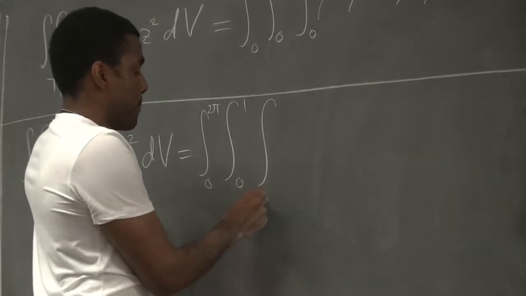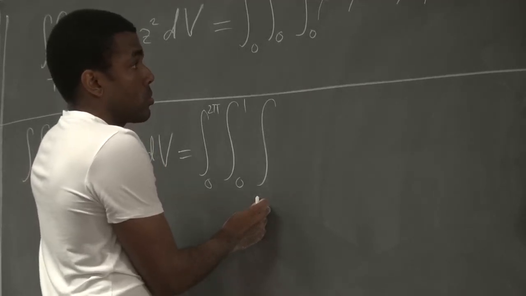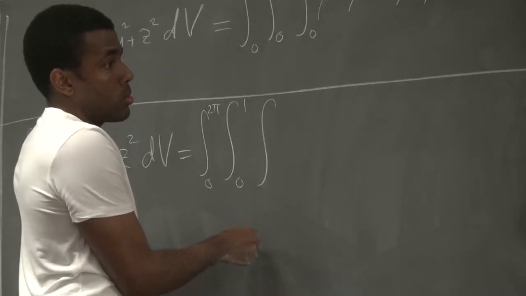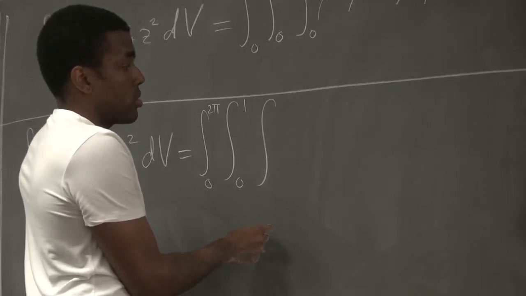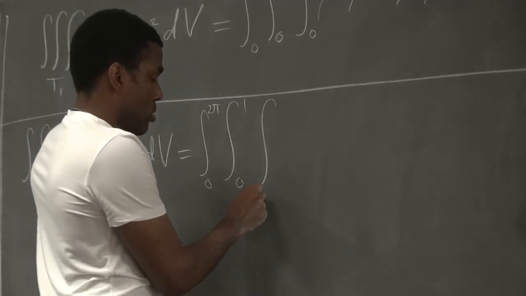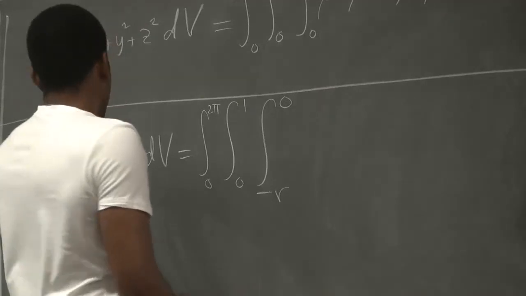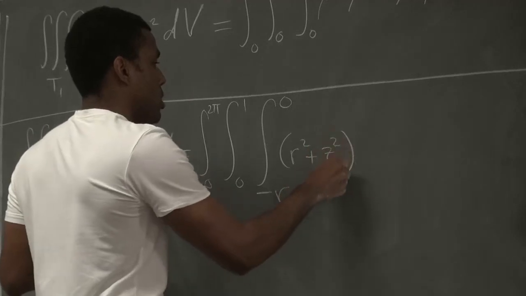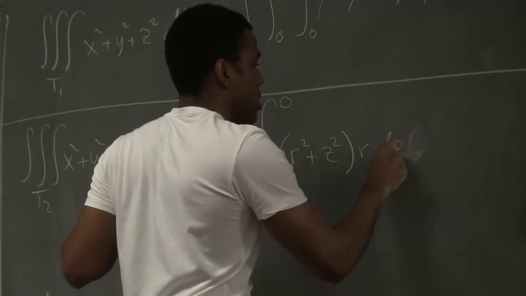Negative square root of... wait, what's the bottom part? The bottom is the cone, right? So negative square root of x squared plus y squared, which in polar coordinates is negative r, so it's just minus r to 0. Up to 0 of, now x squared plus y squared plus z squared, that's actually r squared plus z squared, and then I have r dz dr d theta.